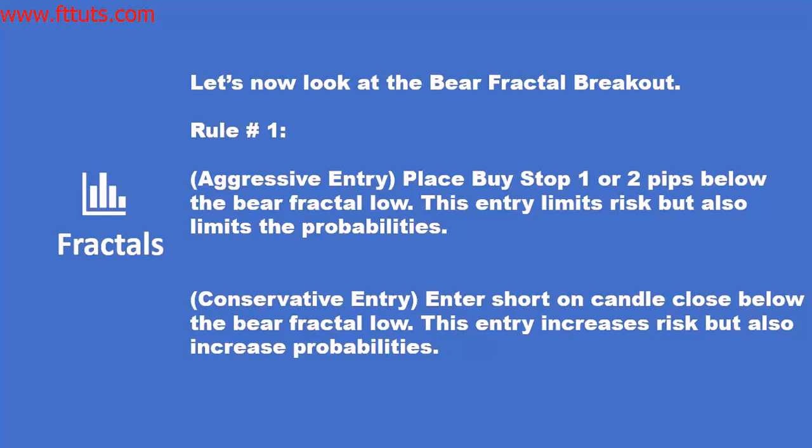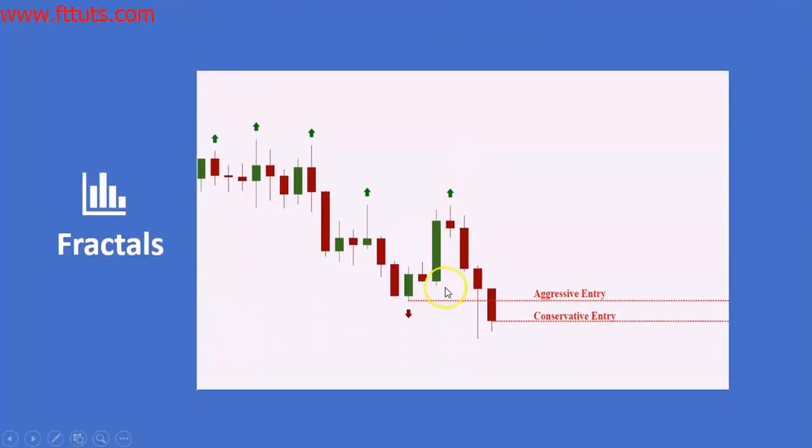And then the conservative entry: short on a candle close below the bear fractal low. This entry increases risk, but also increases your probabilities. So you're going to be placing a sell stop, not a buy stop. Place your sell stop right here for an aggressive entry, or for your conservative entry, close right here and enter the market.